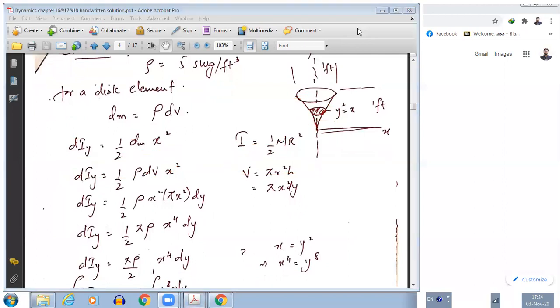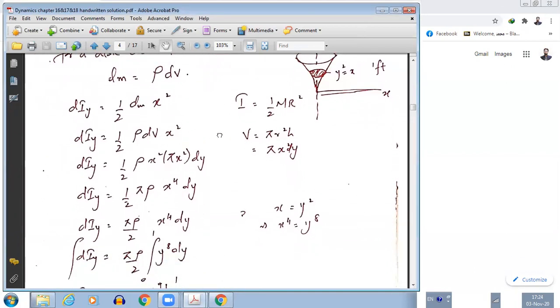So the methodology always depends upon which kind of element you are going to use. If you use a shell element, then you have to start by writing the moment of inertia for the shell element, and then integrating that shell element for the entire body. Or if you're using the disk element, then you need to write the moment of inertia for the disk element in the differential format, then integrate that disk element for the entire body. So this is how we do it.